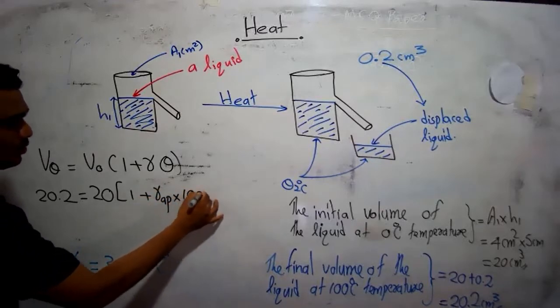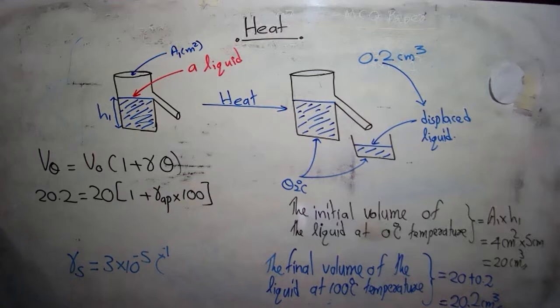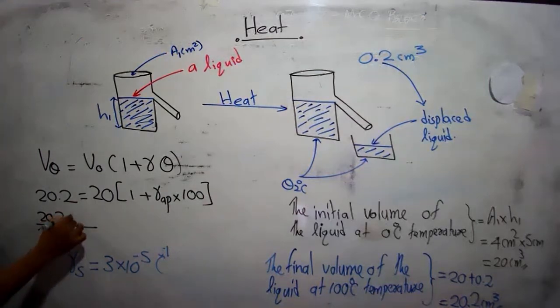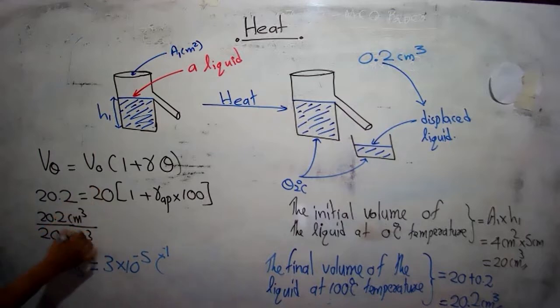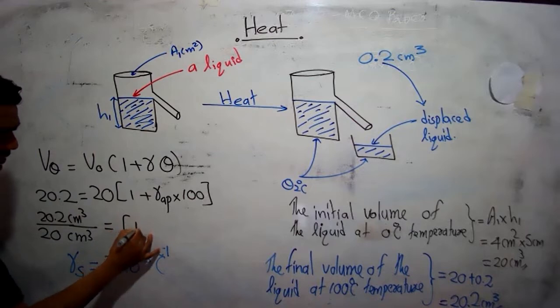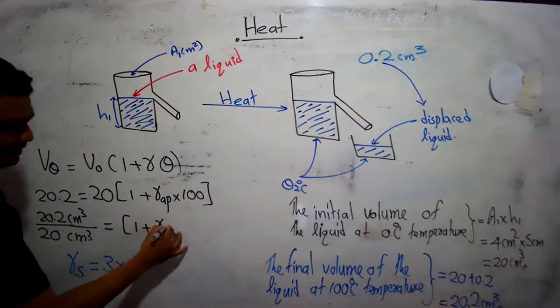Theta is now 100 degree Celsius. Let's take 20 to this side, so 20.2 divided by 20. What do you think about the units there? 20.2 cubic centimeter, 20 is also cubic centimeter, so therefore the units cancel out. Equals 1 plus gamma AP.